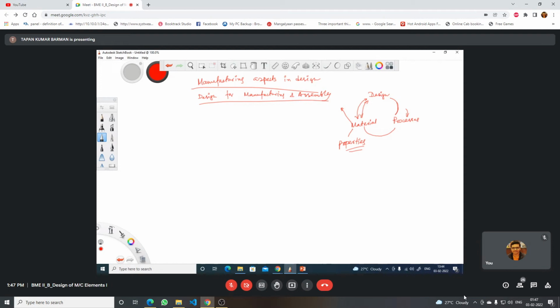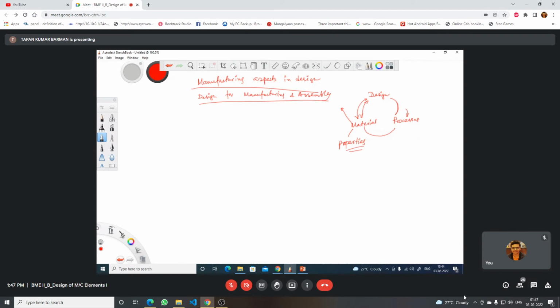So at the design stage, we have to think about this, and this is called basically design for manufacturing and assembly. We have to think how you will manufacture the component and how easily you can assemble the components to make the final component or final machine. So this is basically design for manufacturing and assembly. This is important in our design also.